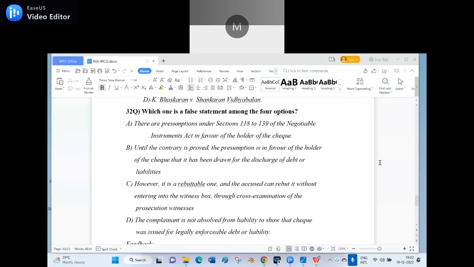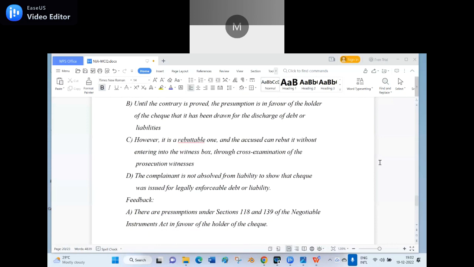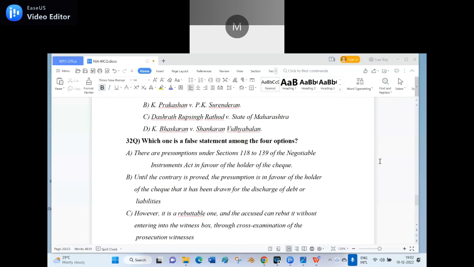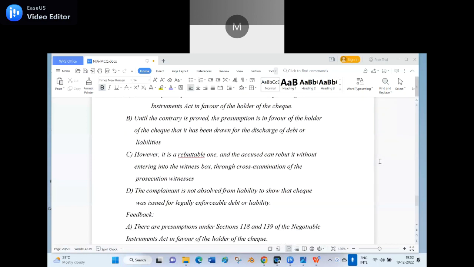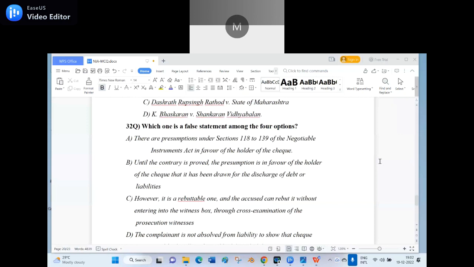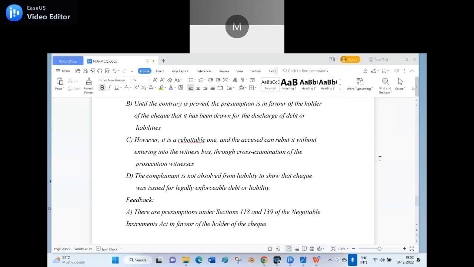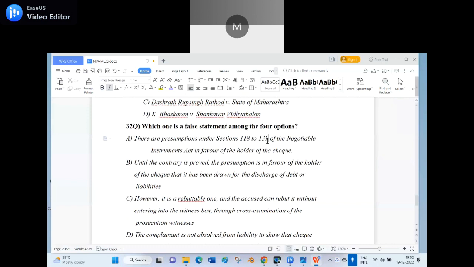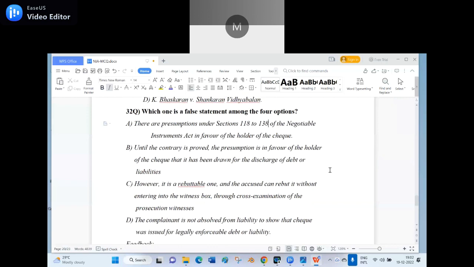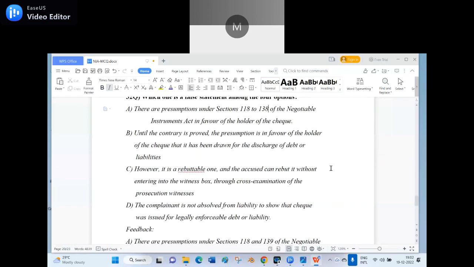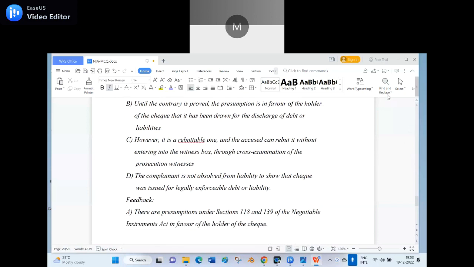Actually, I made the mistake here. It says there are presumptions under Section 118 to 139 of the Negotiable Instruments Act in favor of the holder of the check. When you say in favor of the holder of the check, I forgot to mention 138. Actually, I thought of changing it to 138, I wanted to make it out, and I forgot again. So that's why all are correct. But when I mention 138, at that time A is wrong. Is it clear?